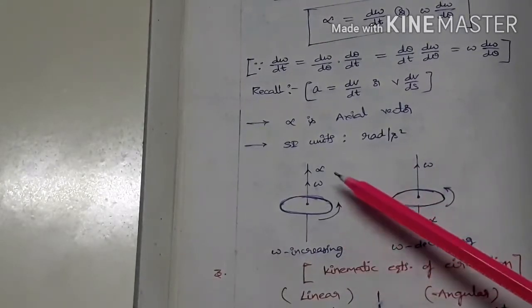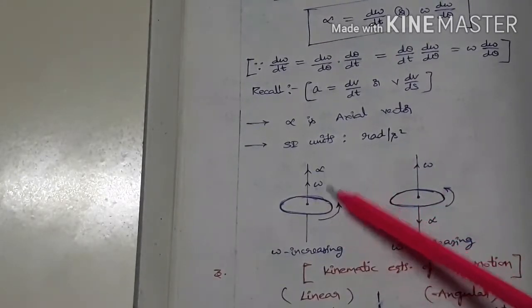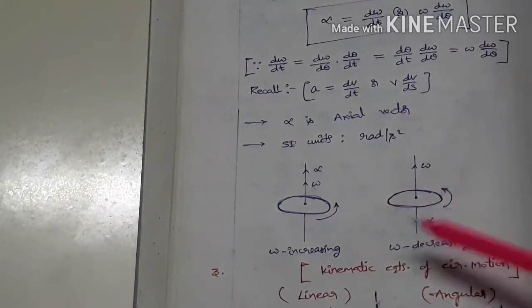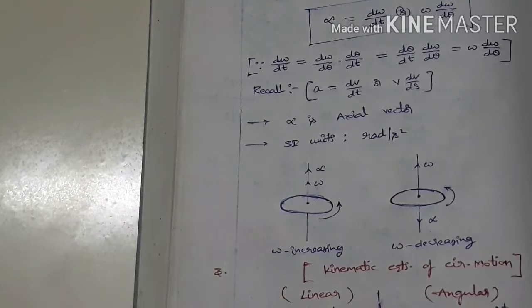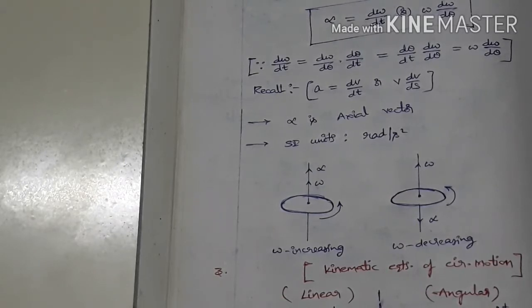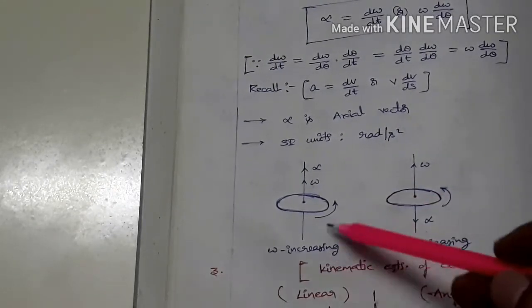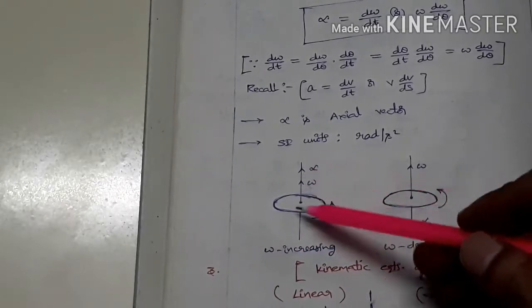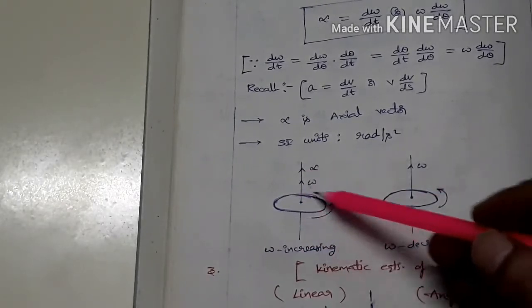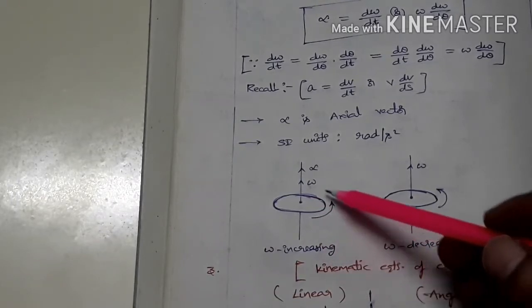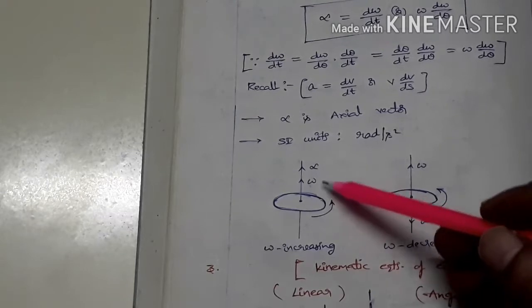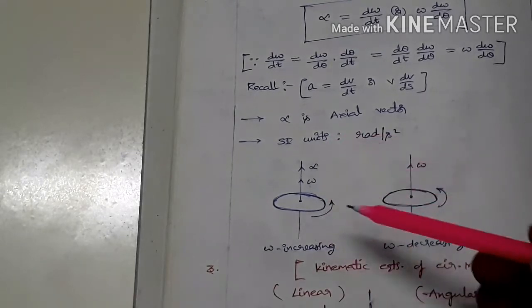So if omega is increasing, alpha will be in the direction of omega. If omega is decreasing, alpha will be in the direction opposite to that of omega. Suppose the particle is moving in anti-clockwise direction, what is the direction of omega? Along positive. Suppose the circular motion lies in the xy plane, and the particle moves in anti-clockwise direction, omega will be along the positive z axis. Suppose omega is increasing, alpha is also along the positive z axis only.